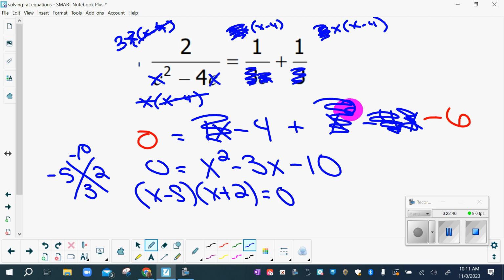Here come my answers. I got 5 and negative 2. Can you wiggle your fingers if you got 5 and negative 2? Wow, nicely done, pre-calc. That is what I needed you to do.